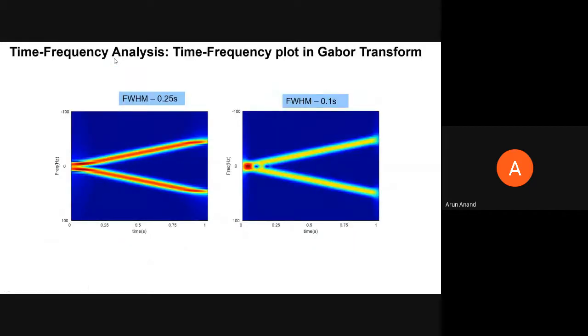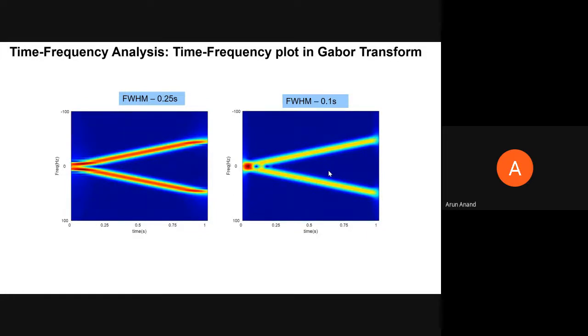Now you see the spectrum that is constructed using your Gabor transform, the time frequency plot constructed using a Gabor window. Instead of a rectangular window, I am using a Gabor or Gaussian window. This is again with 0.25 seconds, so your time resolution is lower and frequency resolution is higher. Here it is with a 0.1 second window, so your frequency resolution is lower and your time resolution is higher. Of course, you have to find an optimum between your time resolution and frequency resolution. That's entirely dependent upon you.